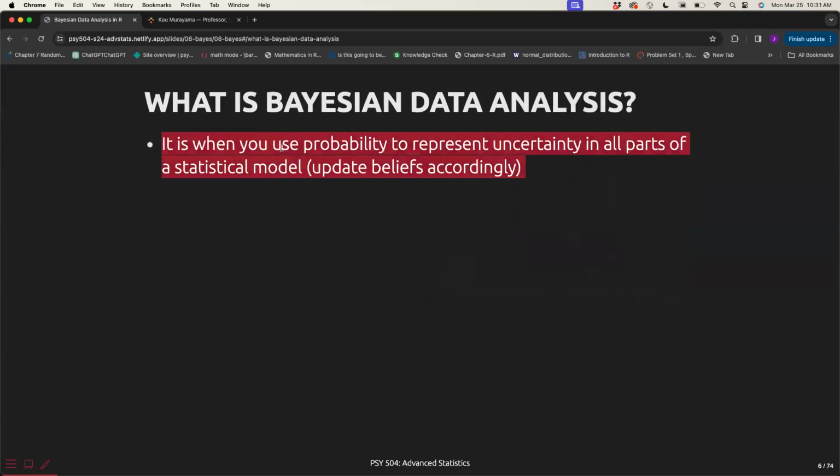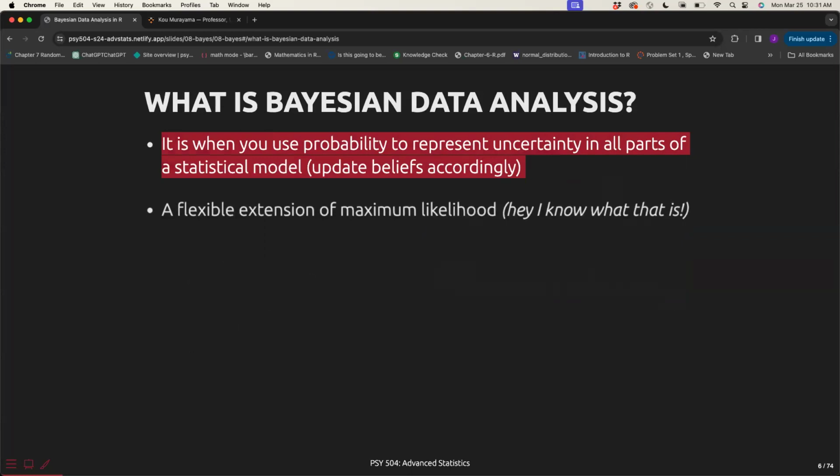So let's talk a little bit about Bayesian data analysis. So what is Bayesian data analysis? In a nutshell, we use Bayesian data analysis to quantify uncertainty using probabilistic statements. And within a Bayesian framework, we do this for all parts of a model, right? And we use that evidence to update our beliefs accordingly.